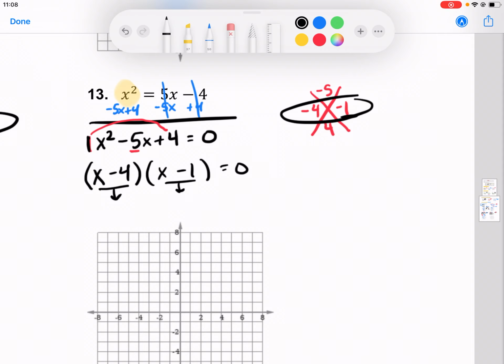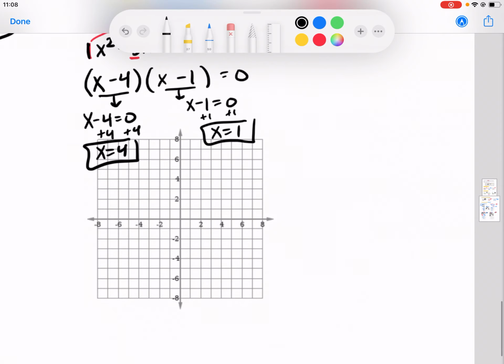Now we're going to go ahead and find our zeros. So x minus 4 equals 0, so x equals positive 4 for that one. Then I'll take x minus 1, set it equal to 0. So x equals positive 1 for that one. And I'm going to go ahead and put a point at 1, point at 4 on the x-axis, and then just draw a U.